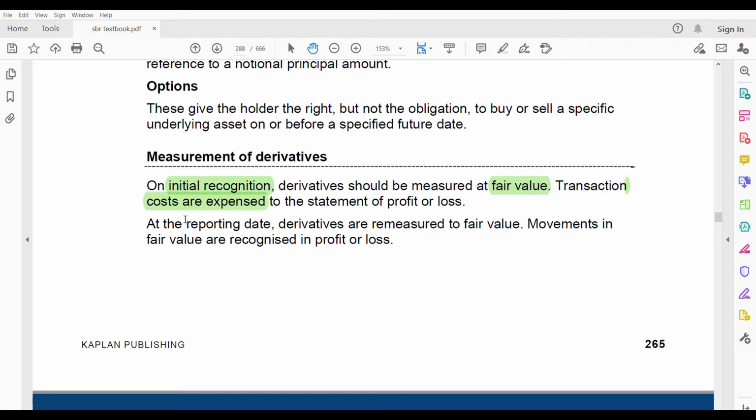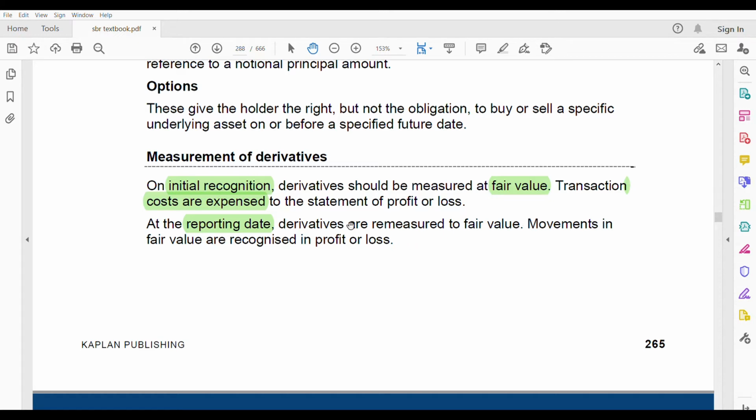At the reporting date, what about the reporting date? You will always have two measurements. One is on the initial recognition, the other one is at the reporting date, for any standard. You need to remember it like that. Reporting date is normally after 1 year, right? Within 12 months from the initial recognition, but sometimes it could be less than 12 months.